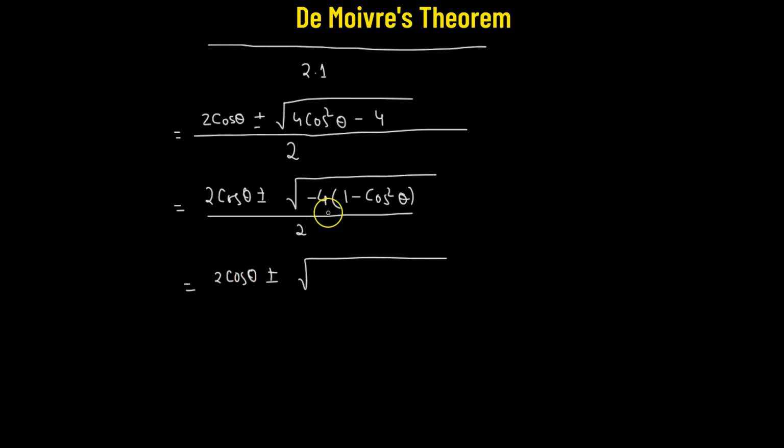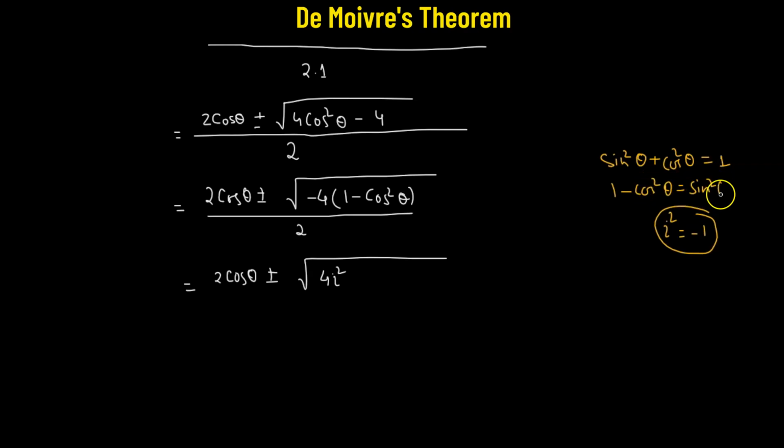So negative 4 can also be expressed as 4 times i squared. So here we're using the fact that iota squared is negative 1. This is true by definition. And we know that sine squared theta plus cosine squared theta, this is an identity with a value of 1, which would mean that 1 minus cosine squared theta will be equal to sine squared theta. So we will now have 4i squared times sine squared theta whole divided by 2, which gives us 2 times cosine of theta plus or minus.